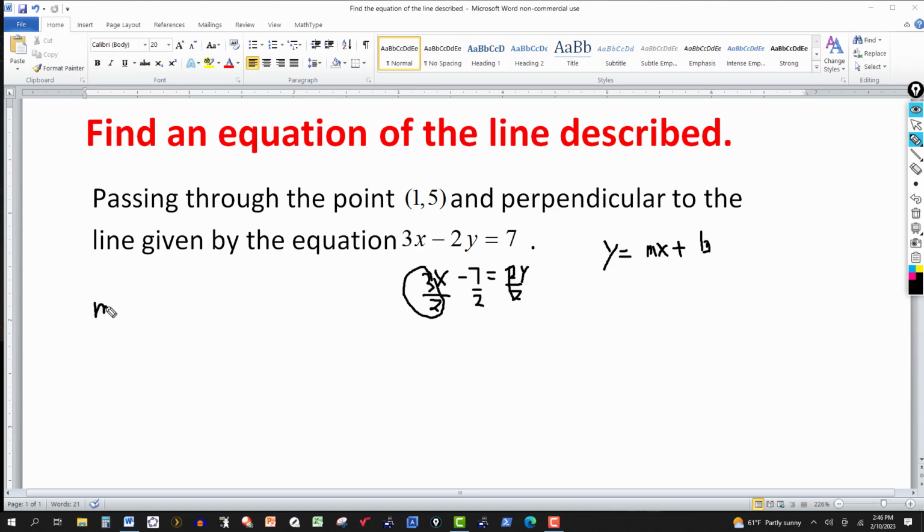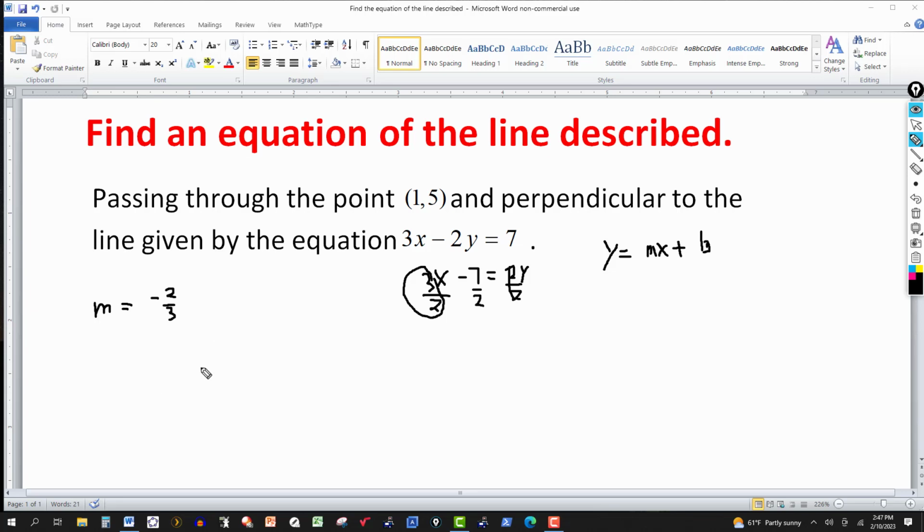Now, two lines are perpendicular if the slopes of the two lines are negative reciprocals. So since this has a slope of 3 halves, the negative reciprocal of that would be negative 2/3. We just invert it and take the opposite sign. The product of two slopes, if the lines are perpendicular, will always be negative 1. Negative 2/3 times 3 halves is negative 1.